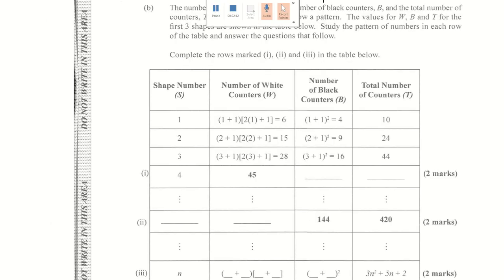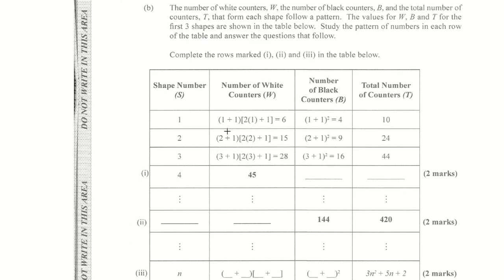The number of white counters W, the number of black counters B, the total number of counters T, meaning when you get the number of white and you get the number of black, you add them up, right? That forms each shape. Each shape follows a pattern. The values of W, B, and T for the first 3 shapes are shown in the table below. Study the pattern of numbers in each row of the table and answer the questions that follow. Complete the row marked 1, 2, and 3 in the table below.